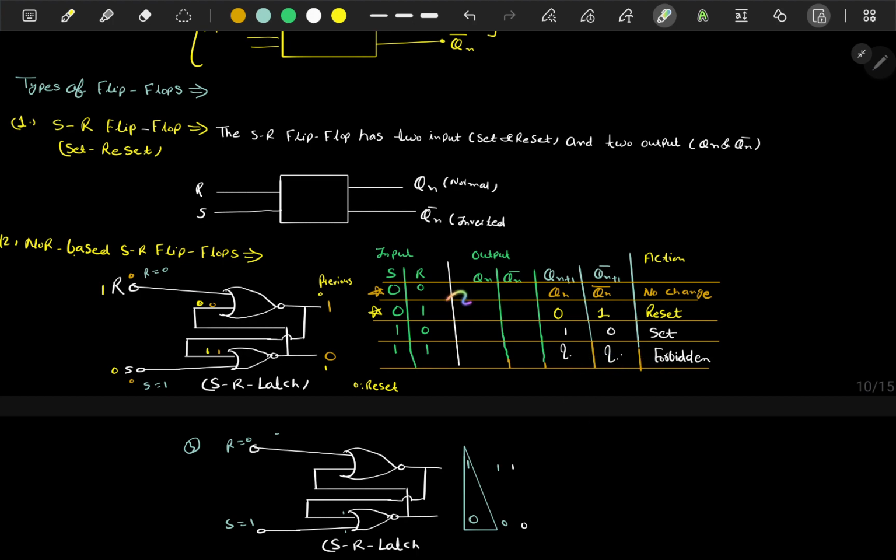So just remember this. If both S and R are 0, then it gives the same result as previous. If reset is 1 and set is 0, it will reset, meaning it will give the original value 0 and 1. If set is 1 and R is 0, then it will give you Q 1 and Q bar 0.